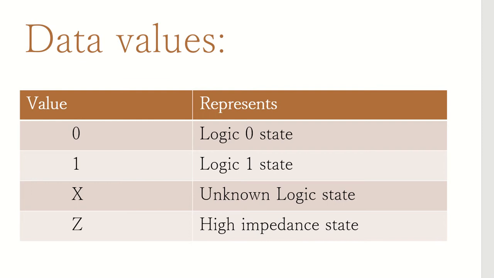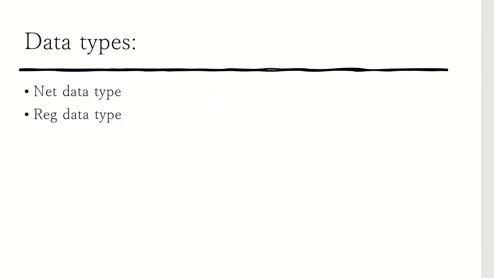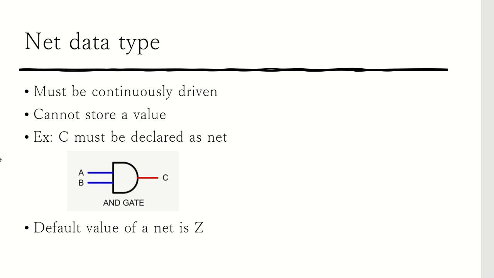Now we will discuss data types. Different data types available in Verilog are net data type and reg data type. Firstly, we will discuss net data type. The variables which have to be continuously driven have to be declared as data type net. These data types can't store any value.